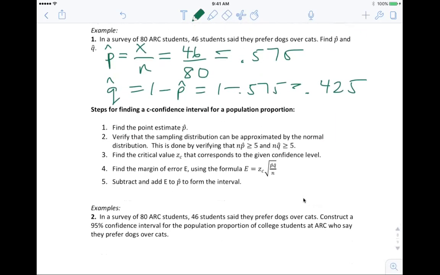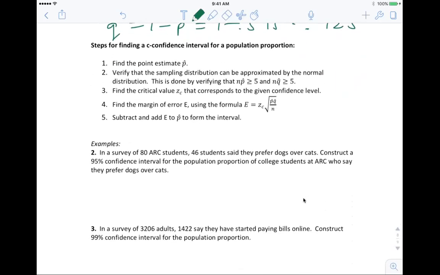Otherwise, the steps for creating your confidence interval are listed there. Some verifying has to be done. You have to just verify that those are true. We'll do that in our problem. You're finding critical values. You have a new formula that you'll have to follow, and then you still do that add and subtract. You just add, subtract to the p hat.